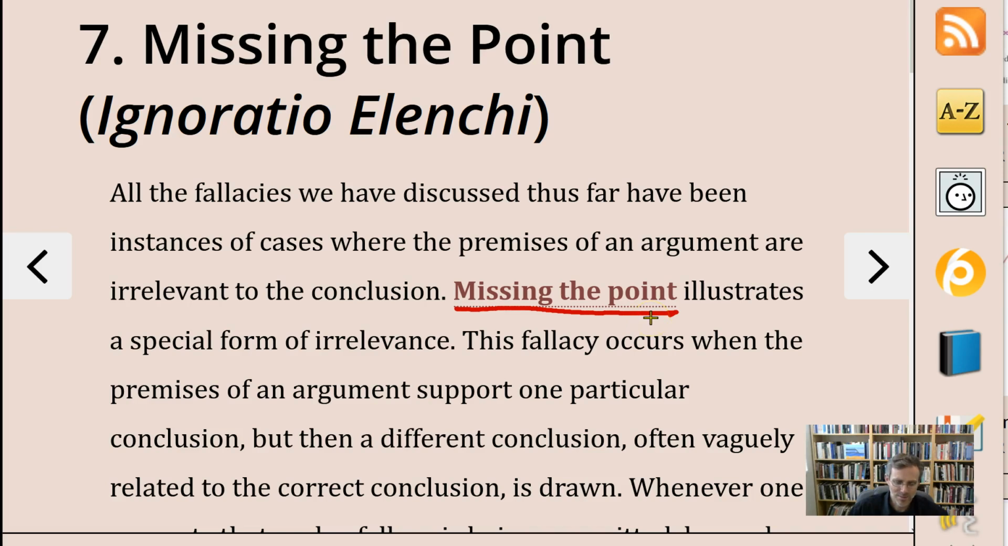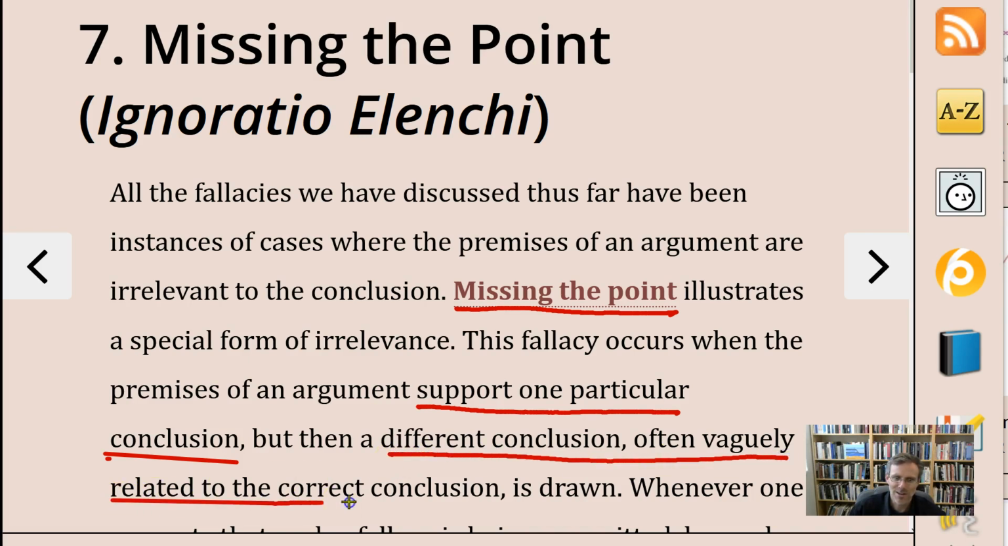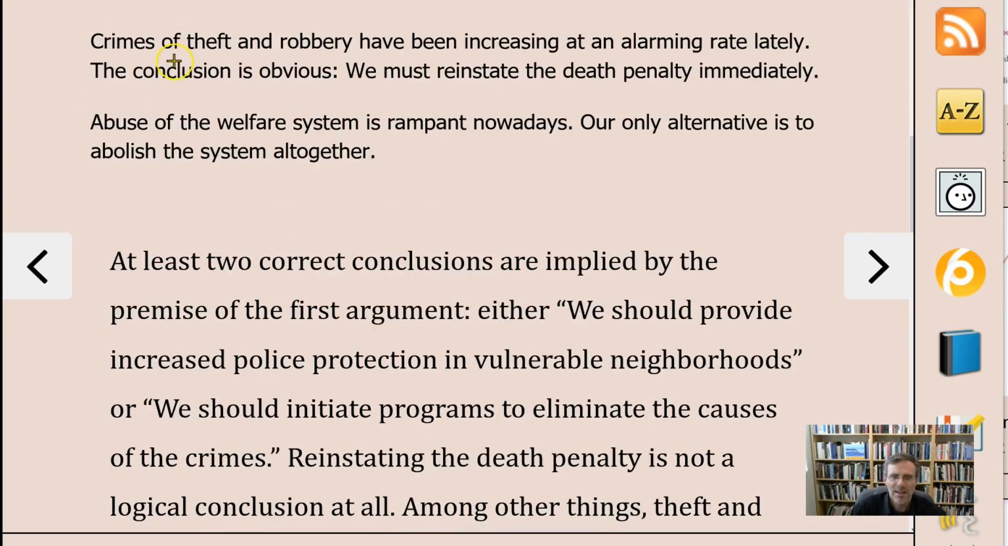Ignoratio elenchi is the fallacy of missing the point. And the way Hurley differentiates this from other fallacies is to say that the fallacy occurs when evidence is given, and the evidence does support some conclusion. It just doesn't support the conclusion that was actually given by the arguer. It supports some other conclusion instead. And Hurley gives a couple of examples.